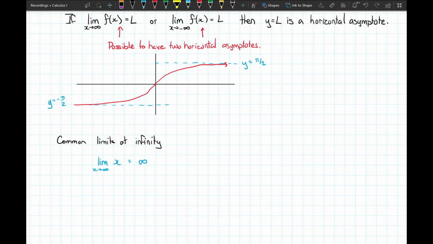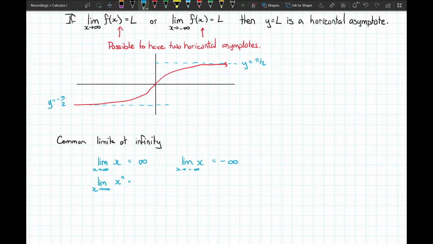Now, of course, if we have the limit of x as x goes to negative infinity, then of course it becomes an infinitely large negative number. So we would say that limit equals negative infinity. None of these limits exist, but we can at least explain that it gets infinitely large. Now we can also take a look at powers of x so that we can make polynomials.